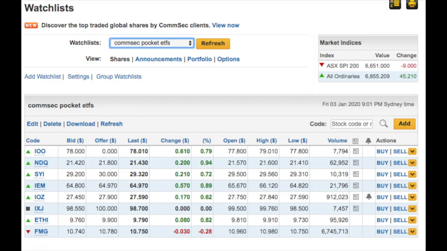Okay, I'm going to show you a few features on the Commsec site. Here you can put down your watch list. So what you do is you just grab all the stocks that you want to watch, and you basically put the code in, and you can see how they're going up and down and all that sort of stuff. You can see charts as well if you click into the actual code. Like this particular one, where I've put a watch list of all the ETFs on the Commsec Pocket site, and I can watch them all at once.